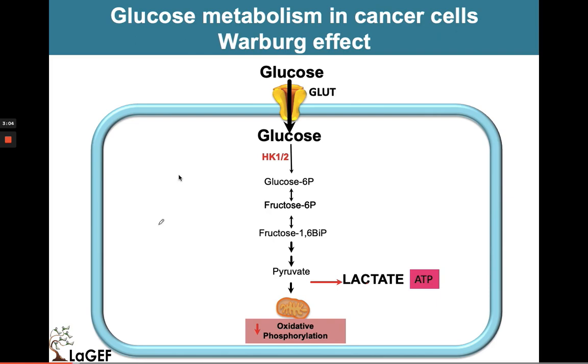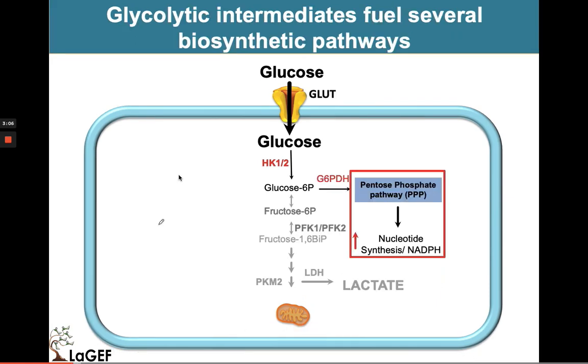One advantage of the Warburg effect is that the glycolytic intermediates feed several biosynthetic pathways that are essential for duplication of biomass during cellular proliferation. After cellular uptake, glucose can be shunted to the pentose phosphate pathway. That is important for the biosynthesis of nucleic acids, which are important for cells that are in division.